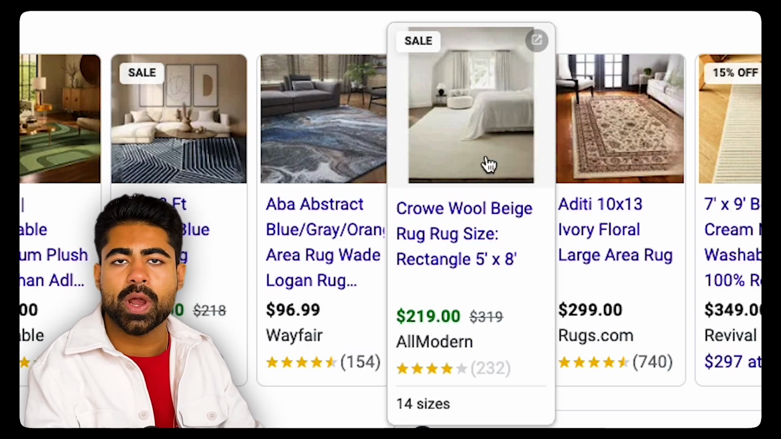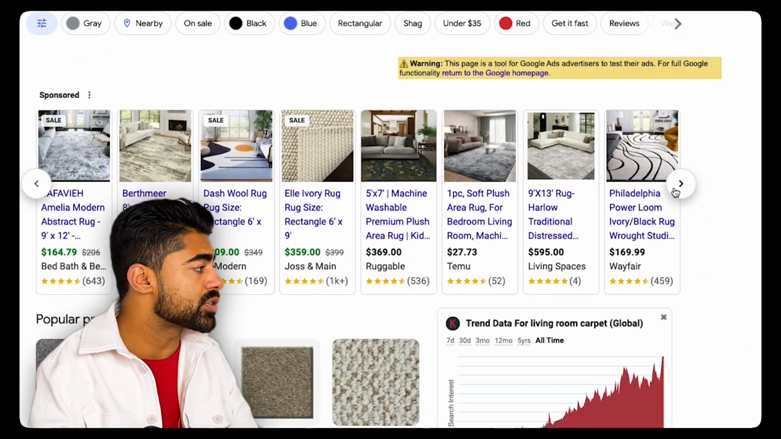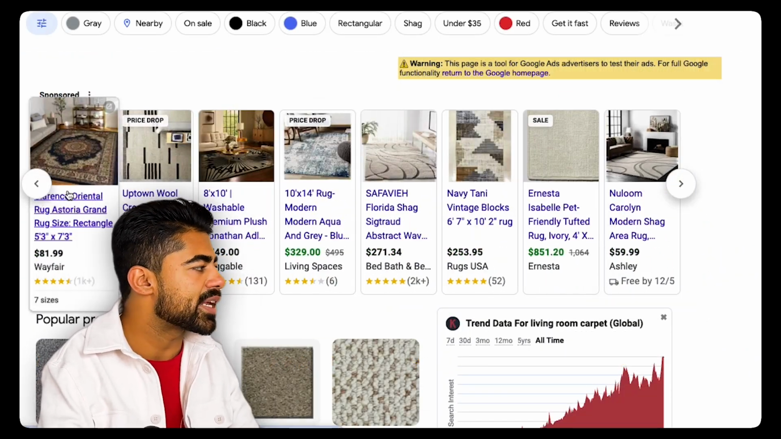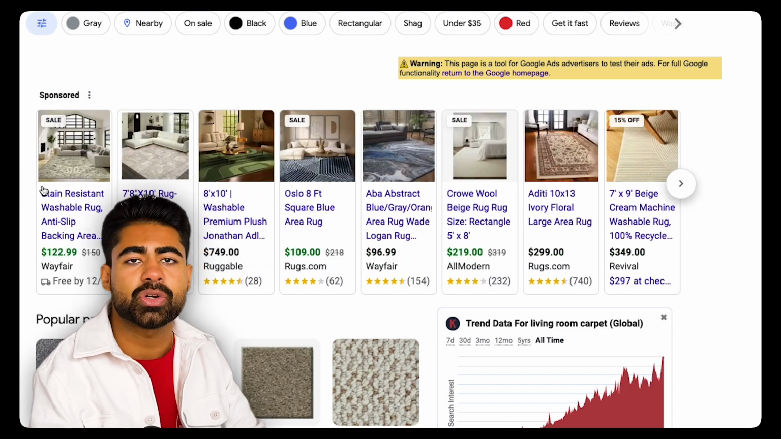And this is where AllModern truly stands out, because there's literally no other way to stand out besides putting a carpet on a plain white background like maybe this brand did right here. But then it reduces the impact of the product. It doesn't really help you understand the product and how it looks in general.